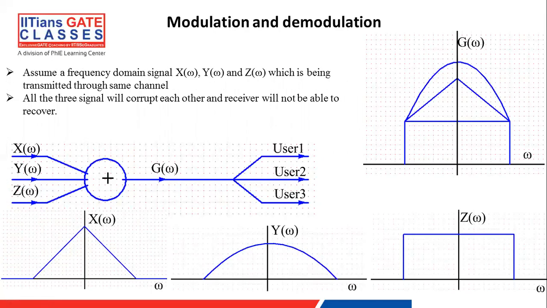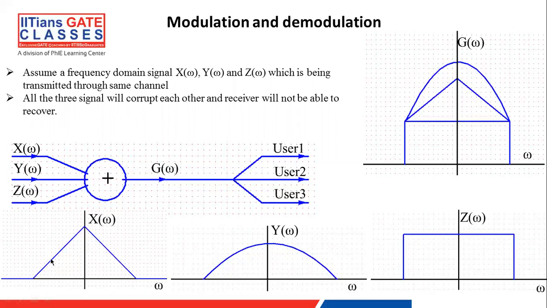So next is the interference. Let's say I have three users, three receivers and three transmitters. The three transmitters are transmitting signals X of omega, Y of omega, and Z of omega. They are in the frequency domain. In the time domain, they will be x(t), y(t), and z(t). These are the baseband signals.